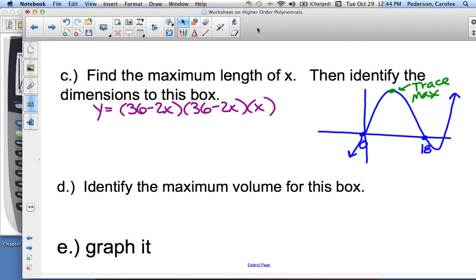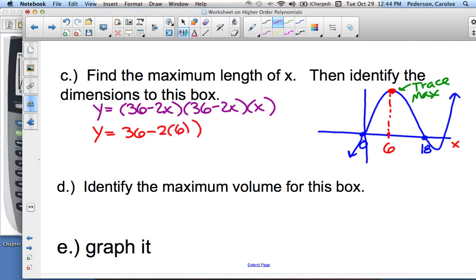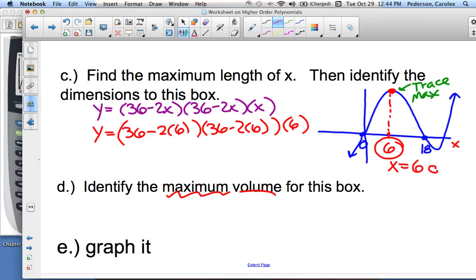So this highest point, here when x is 6, we're going to evaluate the function when it's 6. So we say 36 minus 2 times 6, 36 minus 2 times 6, and then 6. This will give us our maximum volume. Our maximum height is going to be 6. Now simplify this to get our maximum volume.